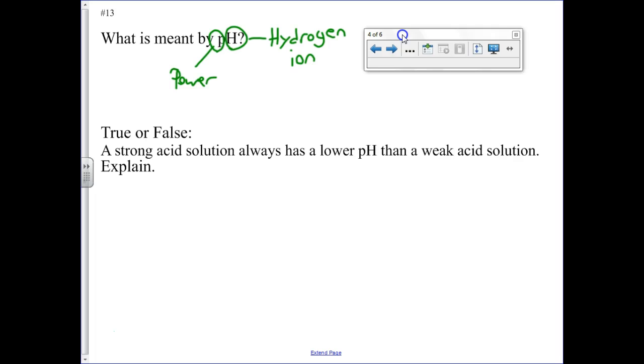But what I want to show you, and what's really important about the pH scale, is if I have a pH of 7 and I have a pH of 6, the pH of 6 is 10 times more concentrated in hydrogen ions than is the pH of 7. So this is 10x, 10 times more concentrated.